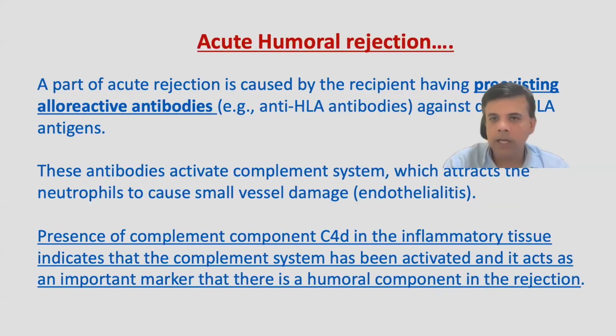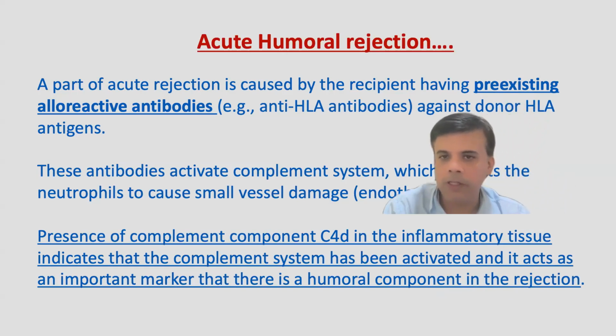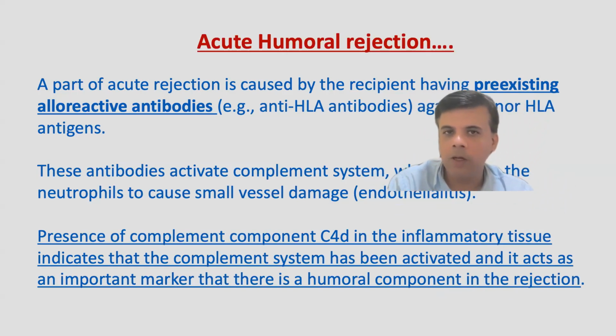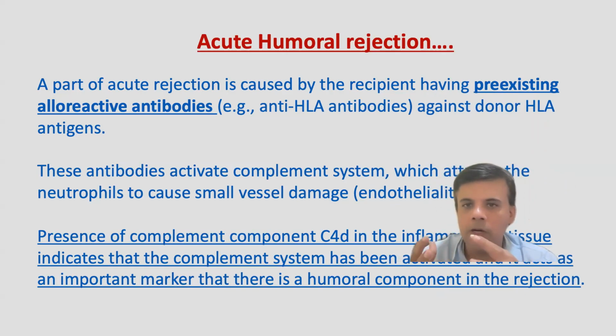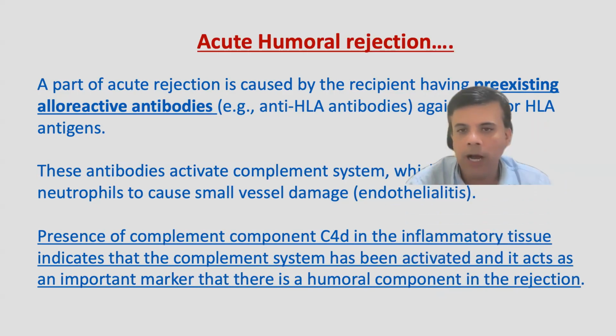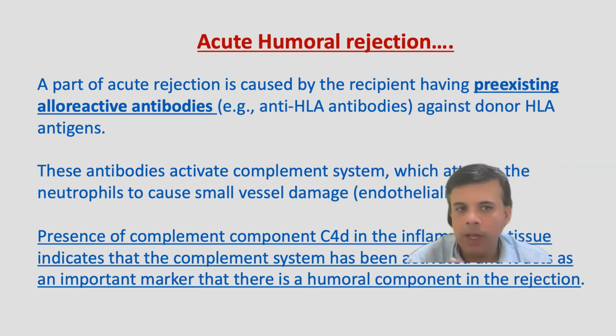And now coming to the other mode of rejection, that is humoral rejection. So both cellular and humoral rejections occur in acute type of rejection. It is due to HLA antibodies. It may be preformed antibodies or it may be formed after transplantation. So here what happens? The antibodies activate the complement system, and that causes neutrophils to cause vascular damage. So complement acts as a chemoattractant for the neutrophils and causes damage.